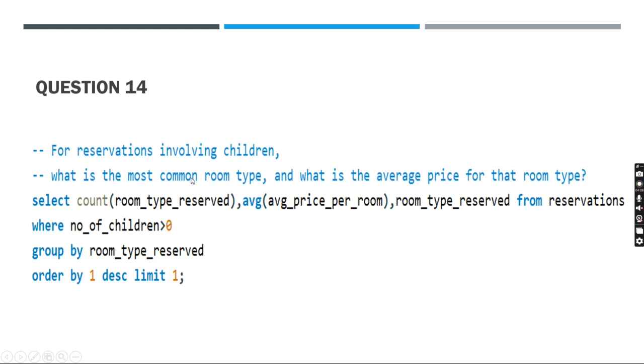The next question, what is the most common room type and what is the average price for that room type? So we count the room type, the average price for the room type, the condition with the children, and then group by the room type. We order by the count and limit it in order to get the most.